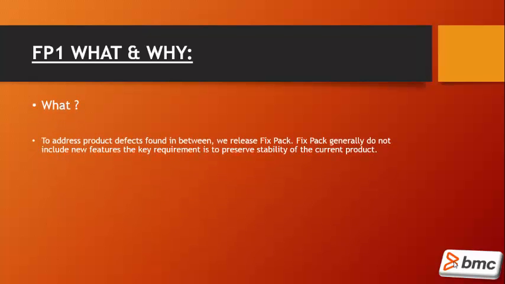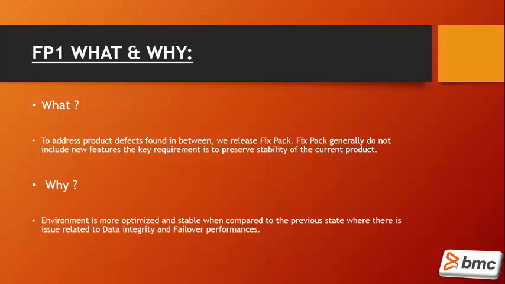A fixpack addresses product defects found in the environment. It also includes new features, as the key requirement is to preserve stability of the current product. But then why a fixpack? The reason is that it contains fixes for critical customer-raised defects. It also resolves known issues and workarounds, and moreover, this fixpack updates your system to the most current code base. Being on the current code base is very important because that's where BMC focuses on fixing problems first. Another important reason is that the environment is more optimized and stable when compared to the previous state, where there is an issue related to data integrity and failover performances.